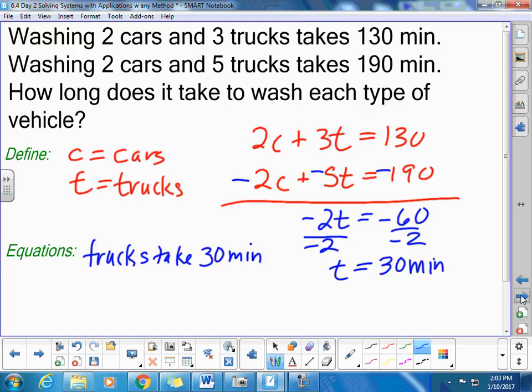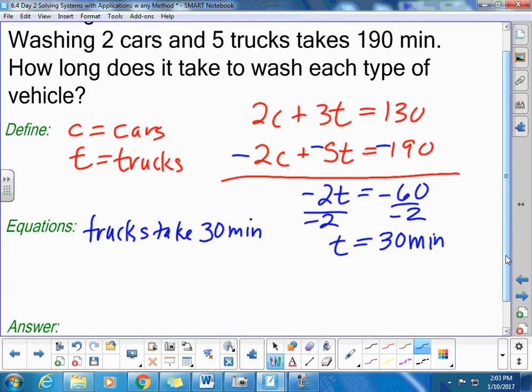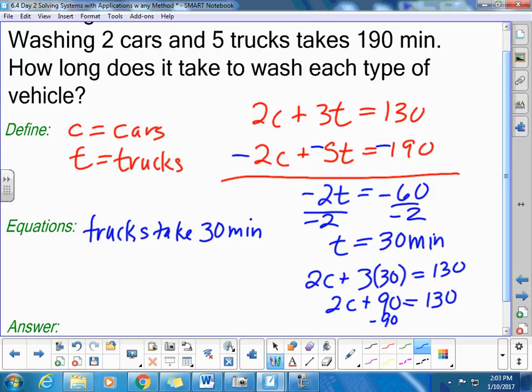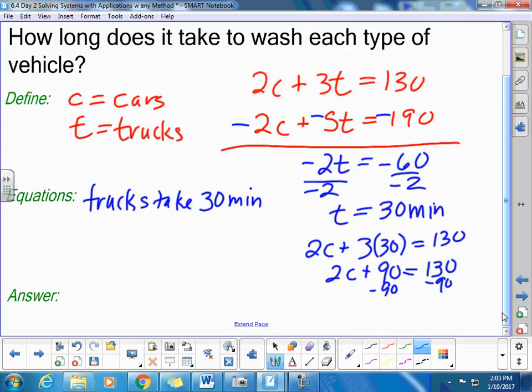Let's plug it into an equation that we have. I'm just going to plug it in the top. 2c plus 3 times 30 equals 130. 2c plus 3 times 30 is 90, equals 130. Subtract my 90. I get 2c equals 40. Divide by 2 and you get c equals 20. So trucks take 30, cars take 20.